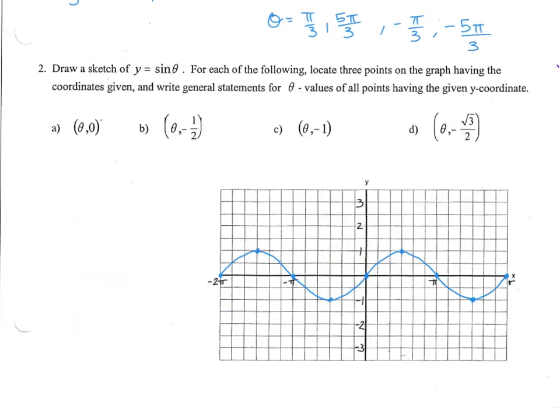So for example 2, I've already drawn the sketch of y equals sine theta. And to help us really get the full picture of this, I've done 2 rotations of sine. Okay, so our first question is asking, for what values of theta do we have y values of 0?